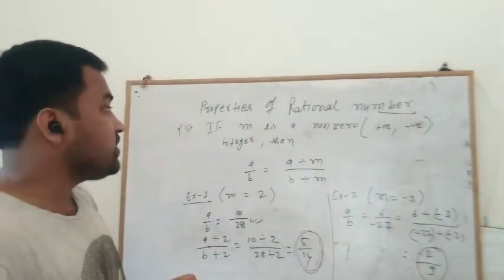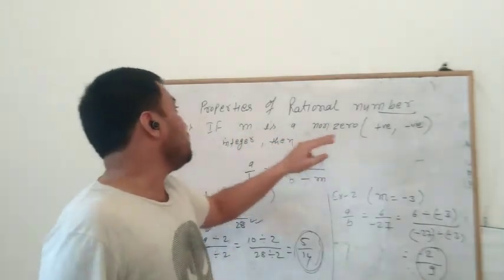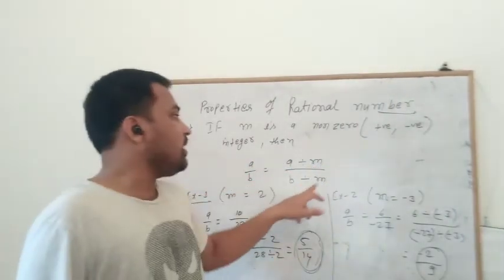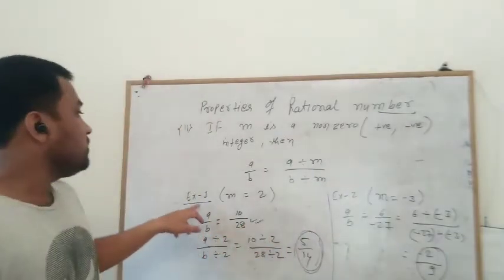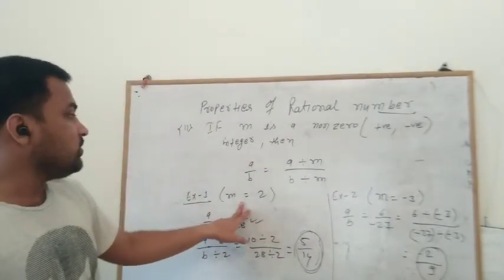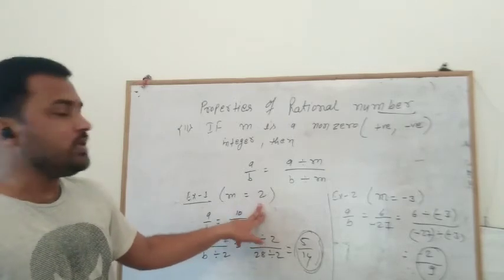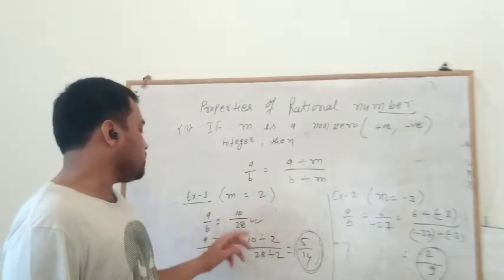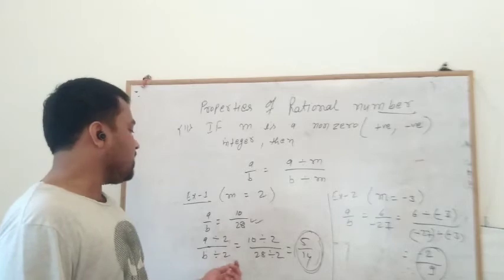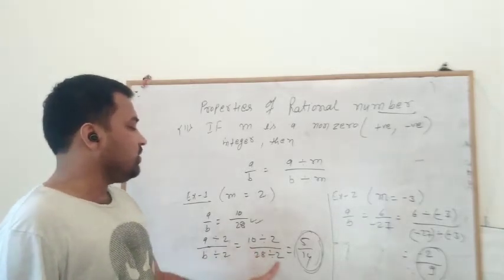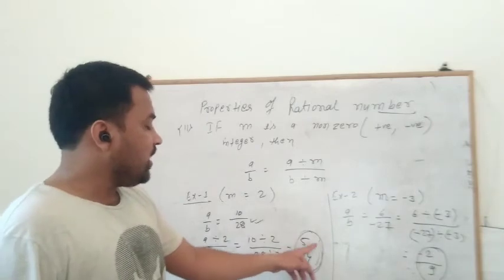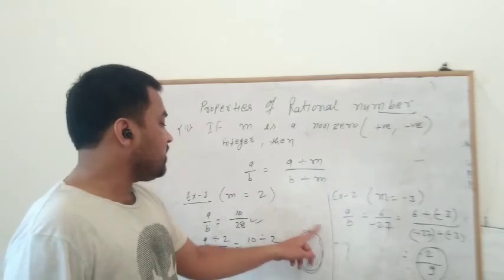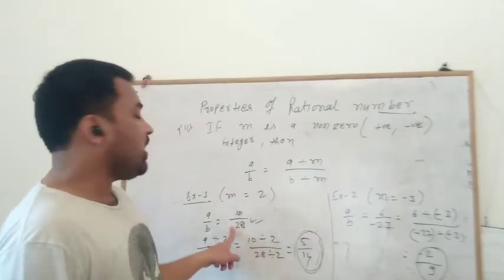So here we can say that if m is a non-zero, either positive or negative integer, then a by b can be written as a divided by m by b divided by m. So in example 1, we took m is equal to 2, that is a positive integer, and here we took a by b as 10 by 28. So let's write a divided by 2 by b divided by 2. So 10 divided by 2 by 28 divided by 2. So if we solve, we get 5 by 14. So in this example we see that 5 by 14 is a standard form of 10 by 28.